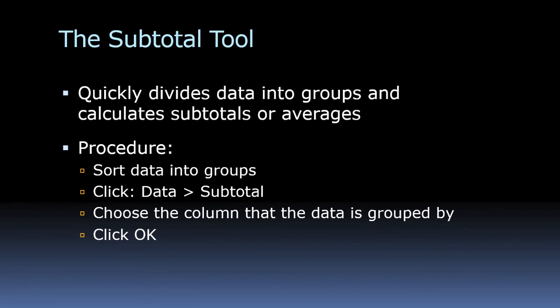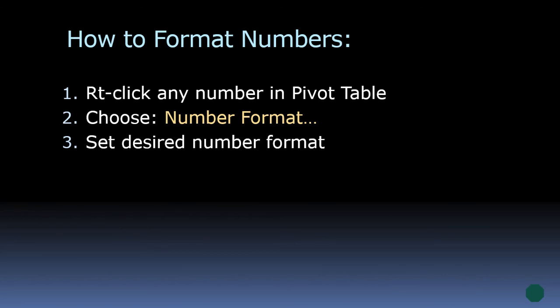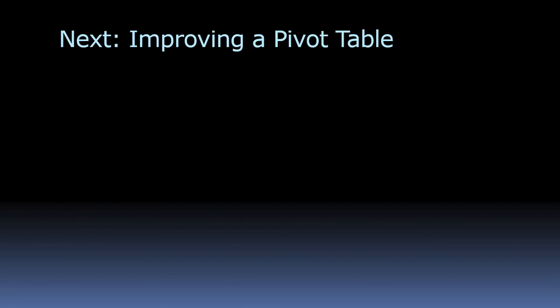So just to review, the subtotal tool basically just divides data into groups and calculates those subtotals and averages. The procedure is first you divide the data into groups, then you click on data subtotal and choose which column groups. In this case, it was salesperson, and then click OK. Formatting numbers is very simple. Just right-click any number, choose number format, and choose the desired format. Okay, next we're going to improve on our pivot table and show you what else we can get from it.